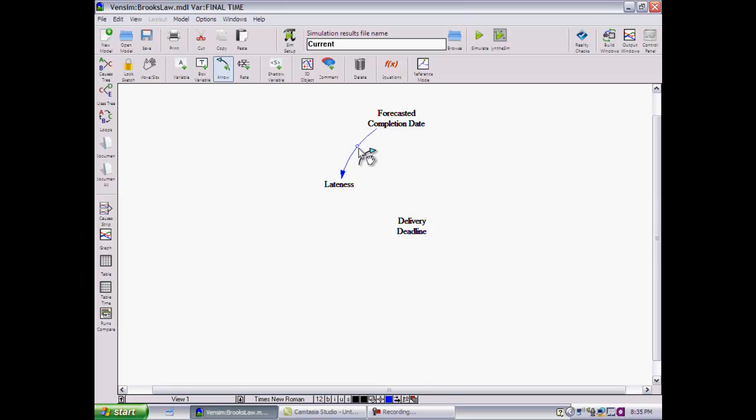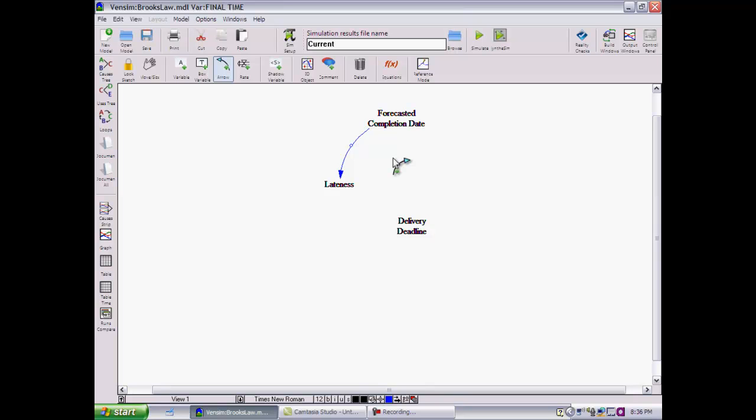Let me bow it out a little bit so it looks nice. Straight arrows don't look so nice. Curved arrows tend to look better on causal loop diagrams. Now remember what we said about determining the polarity of links. When you're determining the polarity of links, think about the link in isolation. So if I want to determine whether this causal link is positive or negative, I will not care about delivery deadline. There are all kinds of other things that affect lateness. So here I'm only concerned about the relationship between forecasted completion date and lateness.